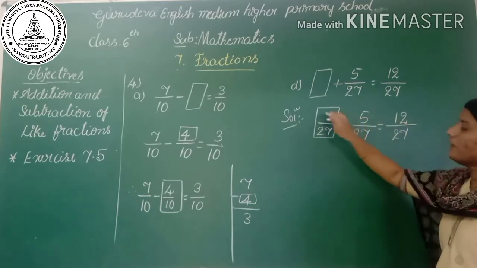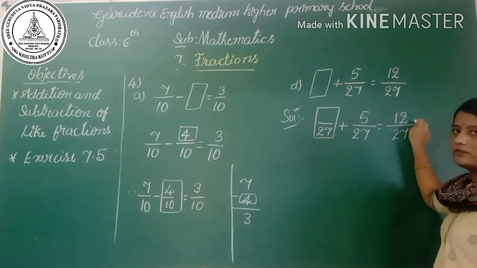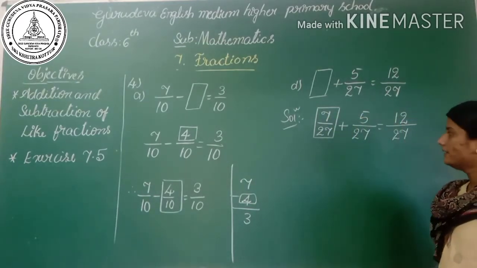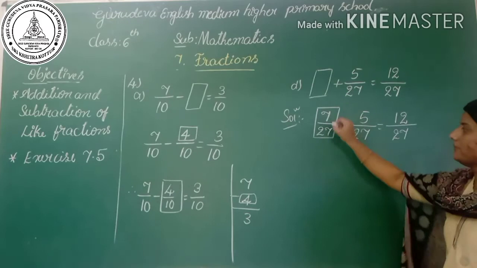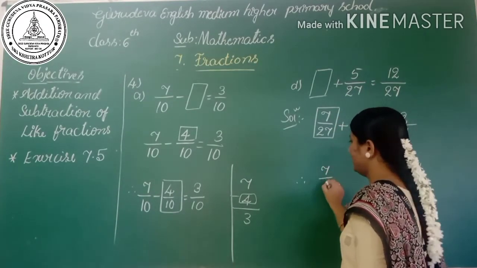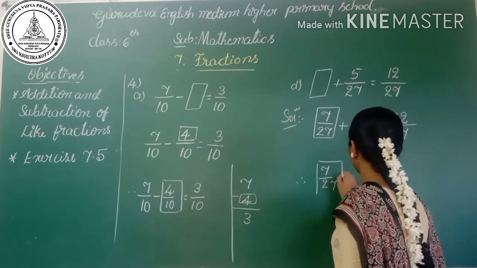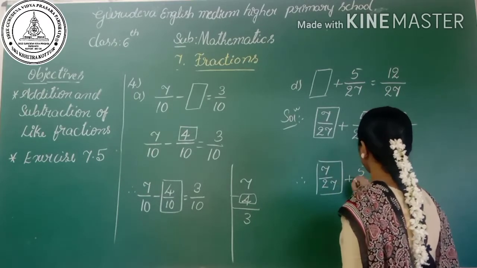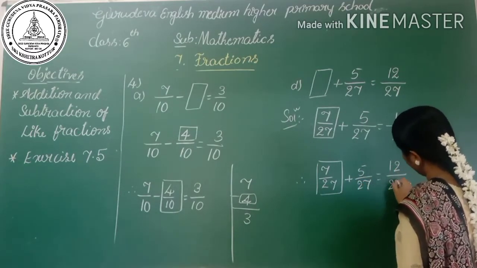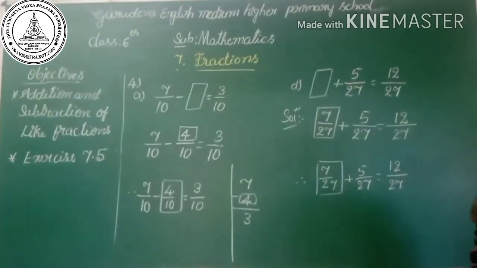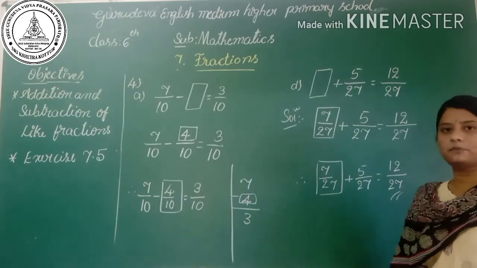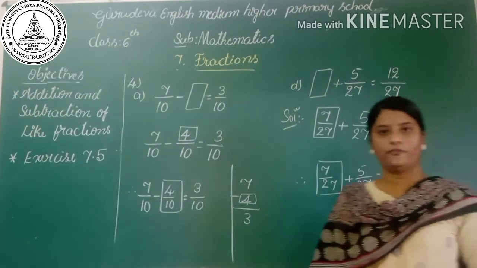If we add 7 we will get 12, right? Yes, 7 plus 5 is equal to 12. Therefore, in the blank we have to write 7 by 27. Therefore, 7 by 27 plus 5 by 27 is equal to 12 by 27. Similarly, you have to do the remaining two problems on your own. Then let's go to the fifth question.